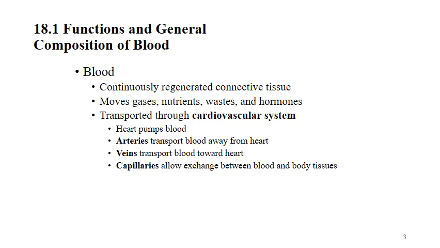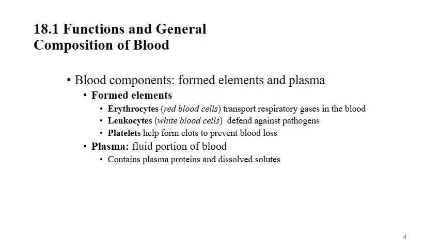So it goes through the heart and then into the arteries, which are going to transport that oxygenated blood away from the heart. And then veins are going to transport blood that is deoxygenated towards the heart, and capillaries are going to allow that exchange between blood and body tissues of those nutrients and gases.